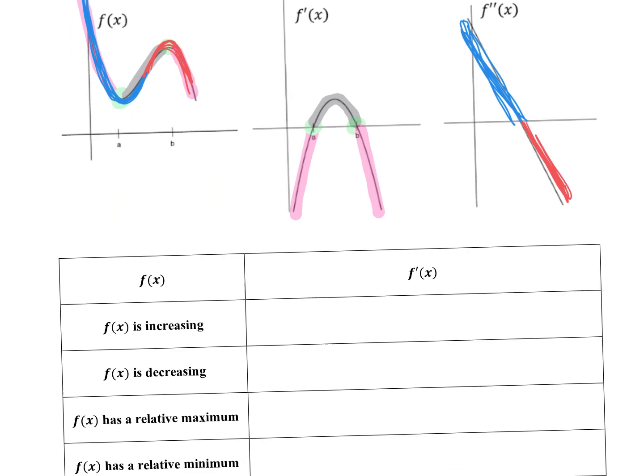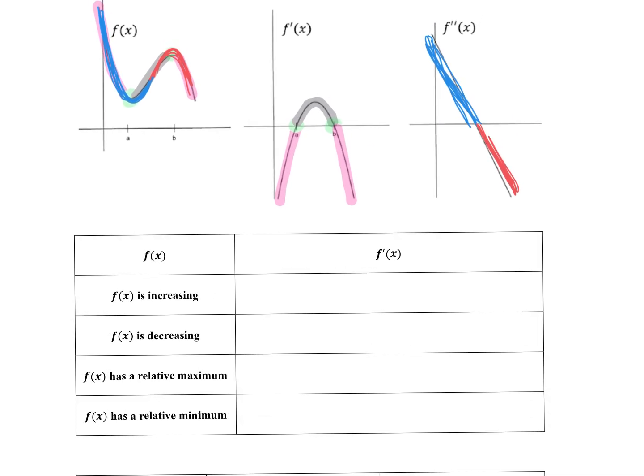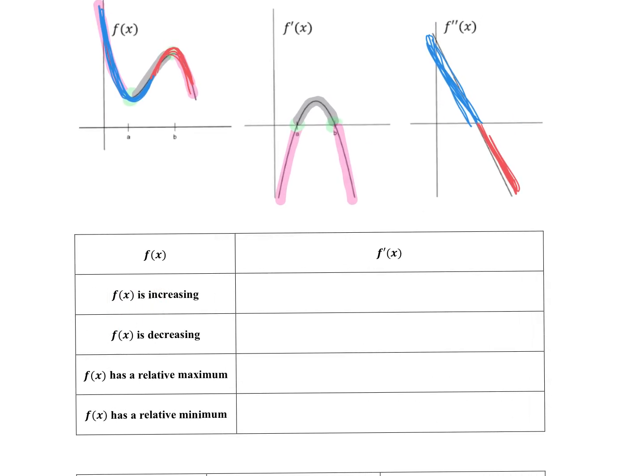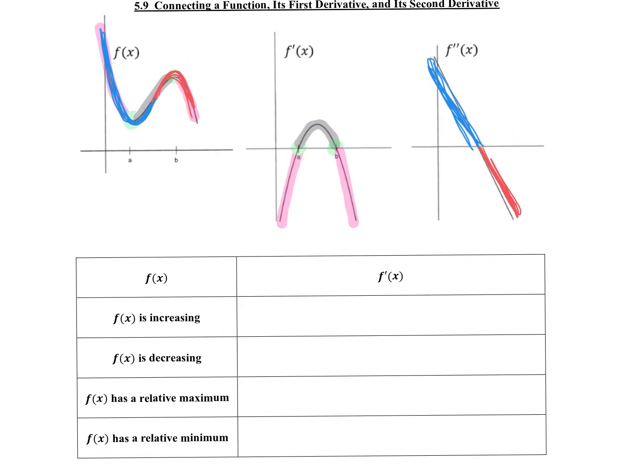Let's put these words into symbols. So if f is increasing, what's my f prime doing? If my function is increasing, my f prime? F prime's positive. Perfect. F prime is greater than 0, or f prime is positive.